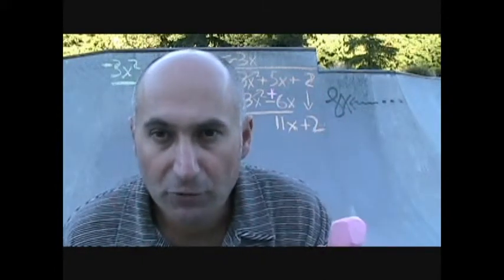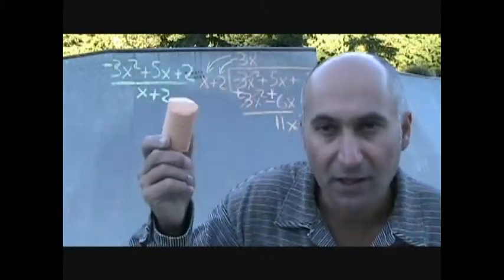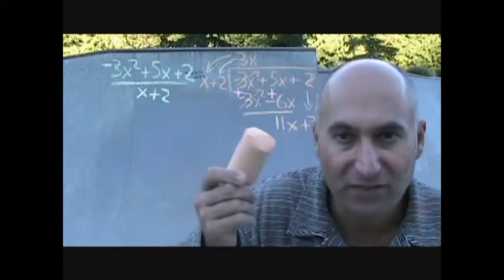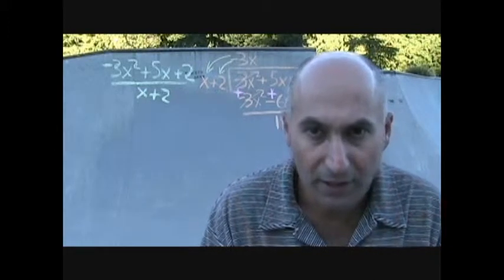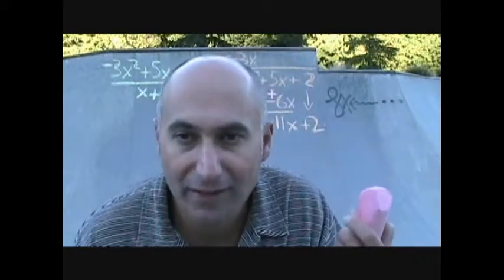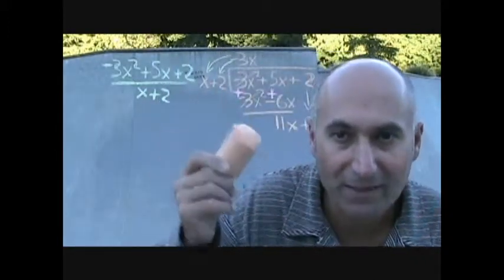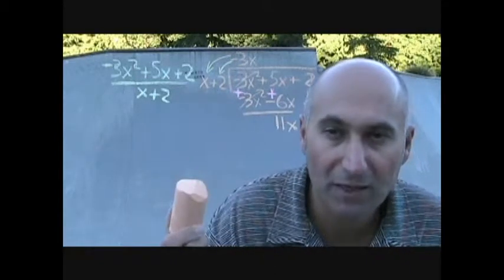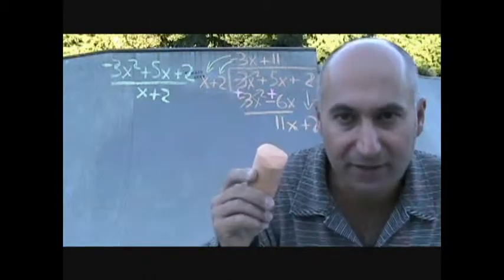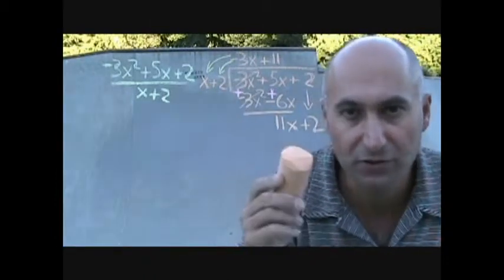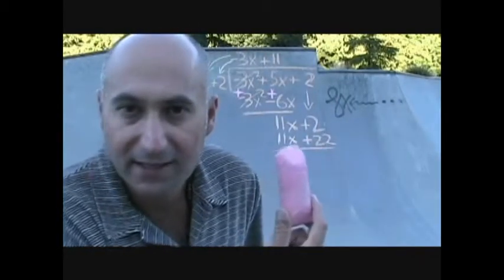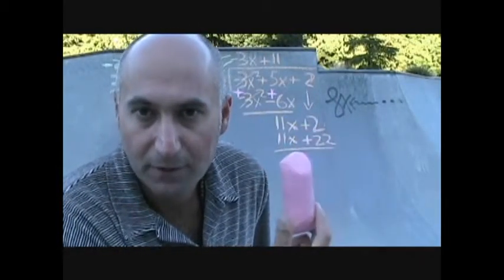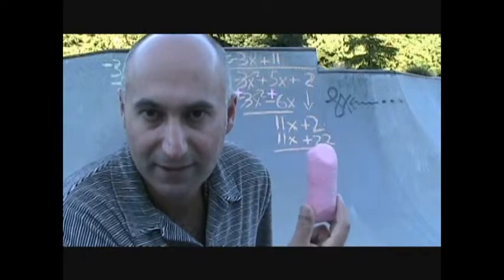So again, the question that we're going to be asking ourselves is, what do we multiply x by to give us 11x? We don't care about this guy right now. This guy's going to work itself out, right? If it doesn't work itself out, it's just going to have a remainder. So what do you multiply x by to give you 11x? Well, you're going to multiply by 11. 11 times x is going to be 11x. 11 times 2 is going to be 22. Change the signs and add them. So that becomes negative 11x minus 22.